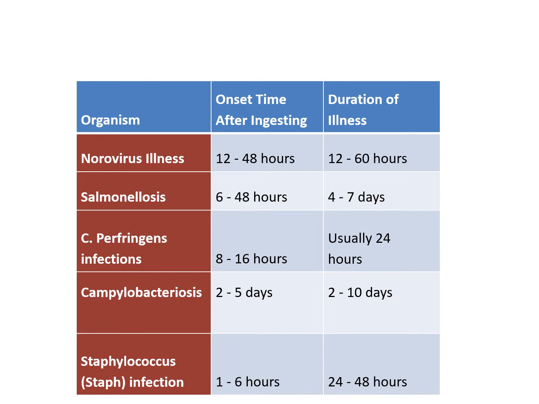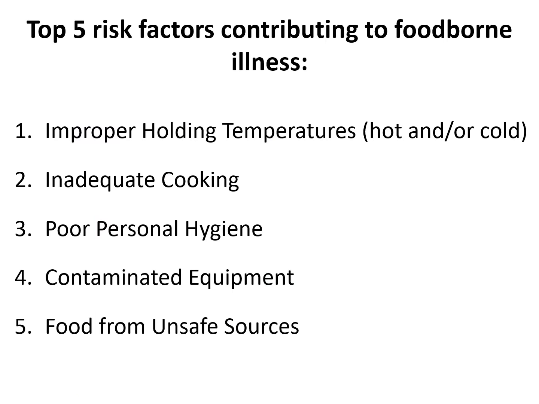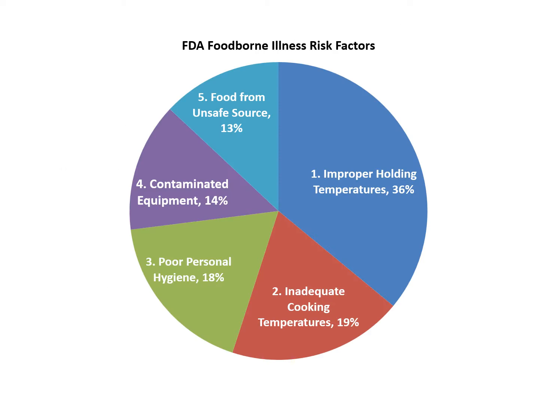Identifying the onset and duration of these illnesses is very important and is often a key factor in determining the focus of the investigation. According to the CDC, the following are the most frequently reported risk factors to foodborne illness. And as you can see, improper holding temperatures is the predominant risk factor.